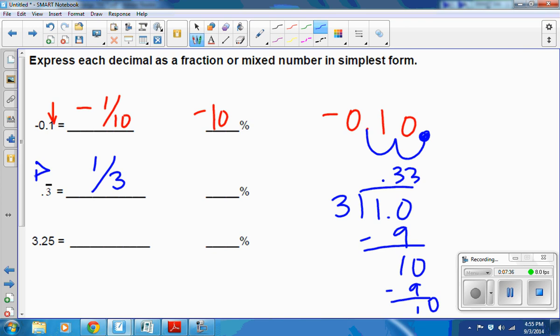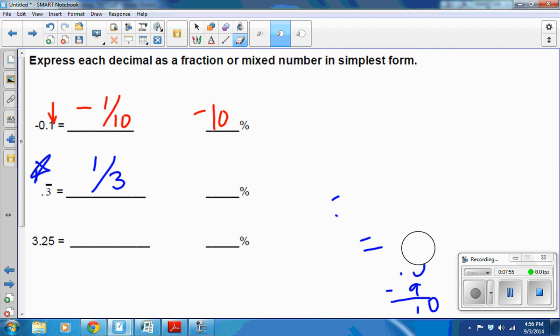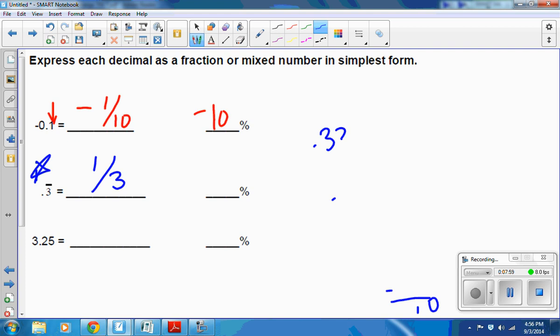Pretty much, there is a why. We can do a workshop, or you can ask Miss Gesh why 0.3 repeating is 1/3, and she can explain it to you. But you need to memorize this fraction. You need to know that 1/3 is 0.3 repeating. Going to percent, it's pretty easy because I have 0.3333333 and it keeps going.